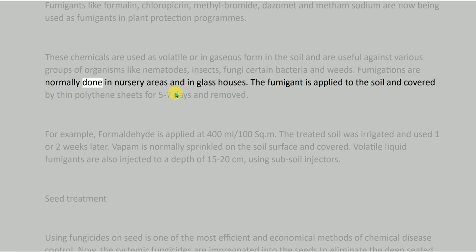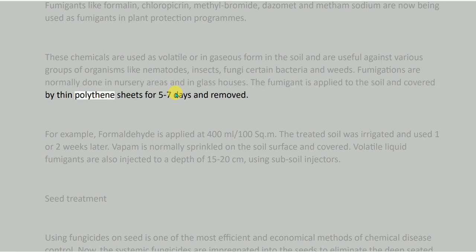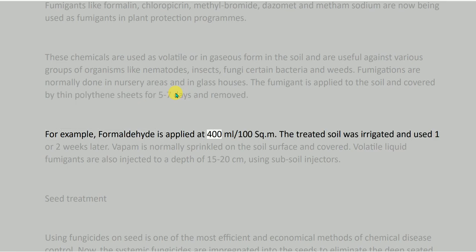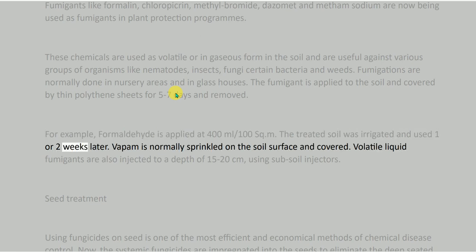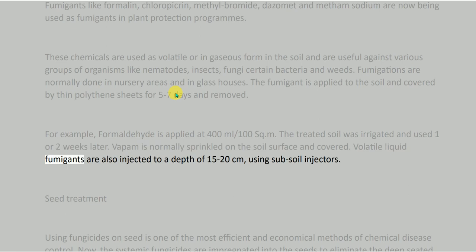The fumigant is applied to the soil and covered by thin polythene sheets for 5 to 7 days and then removed. For example, formaldehyde is applied at 400 ml per 100 sq.m. The treated soil is irrigated and used 1 or 2 weeks later. Vapam is normally sprinkled on the soil surface and covered. Volatile liquid fumigants are also injected to a depth of 15 to 20 cm, using subsoil injectors.